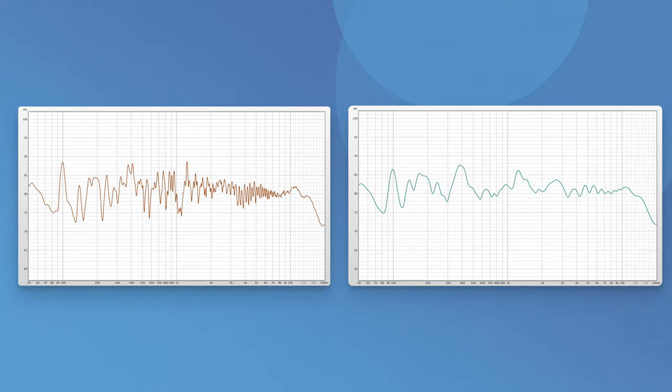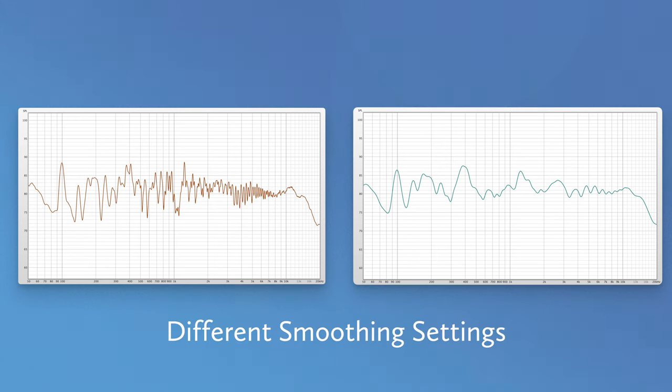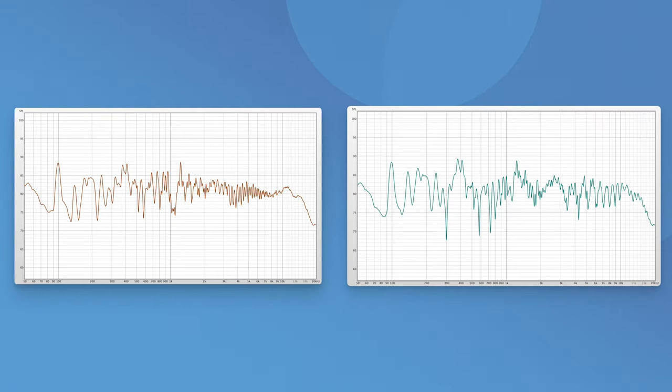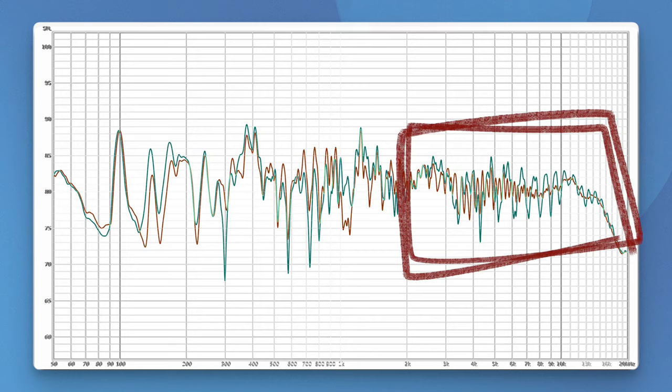No, because although it's not super obvious, you can tell by how much fewer peaks and nulls the right graph has that it probably has a different smoothing setting. We can't really know what the exact setting is just by looking at the graph, but that doesn't really matter because all we need to know here is that this is not a one-to-one comparison. For reference, this is what the right graph looks like with the same smoothing setting as the left graph. And if we overlap these two, you can see that the right graph actually shows a worse frequency response than the other one, especially in the 4 to 10K range.